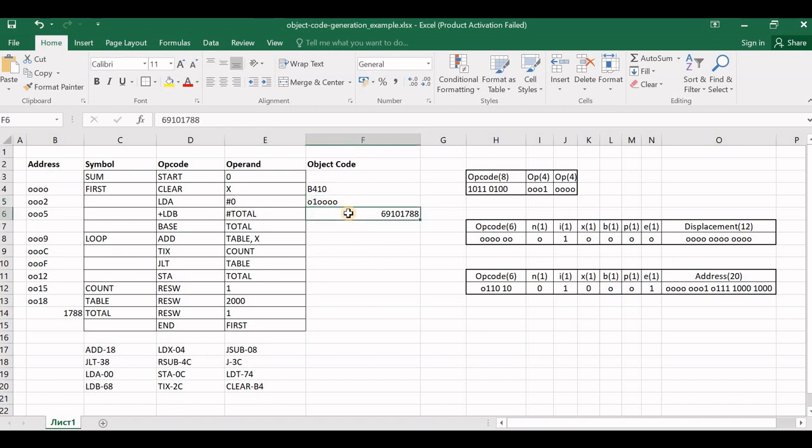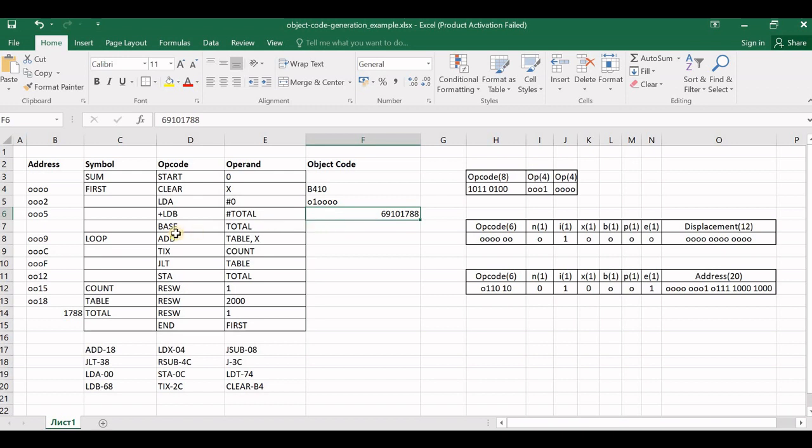Similarly, the third instruction has 8 hexadecimal digits. Since 2 hexadecimal digits equal 1 byte, when you have 8 hexadecimal digits, it is a format 4 instruction, which occupies 4 bytes. So it is a 4-byte instruction.